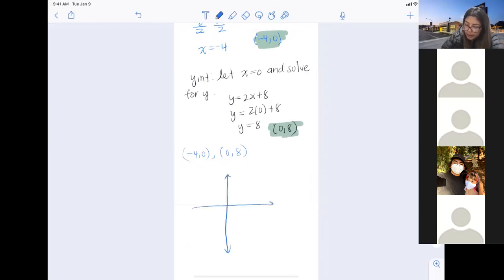Negative 4, 0 is 1, 2, 3, 4. Put a point. 0, 8, 1, 2, 3, 4, 5, 6, 7, 8. Put a point. And then you graph. That is your equation. That is the equation of your line. You must know how to do all these things. All right. Next up, question 12.